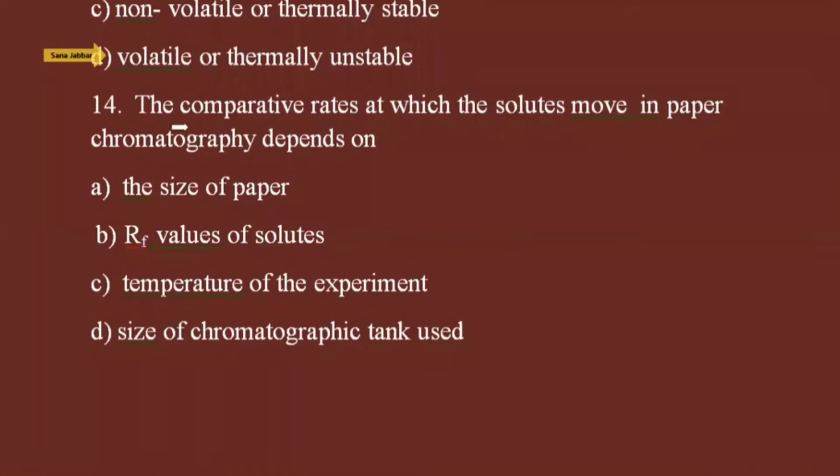Our next question is, the comparative rates at which the solute moves in paper chromatography depend on the size of the paper, RF values of solutes, temperature of the experiment, size of chromatographic tank used. B option is correct, that is the rate at which the solute moves in paper chromatography depends on the retardation factor values of the solute.